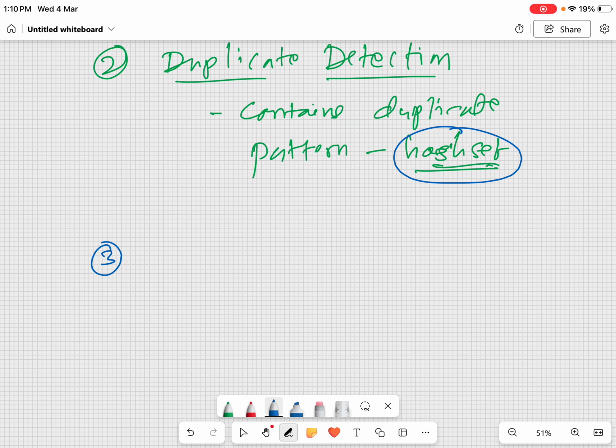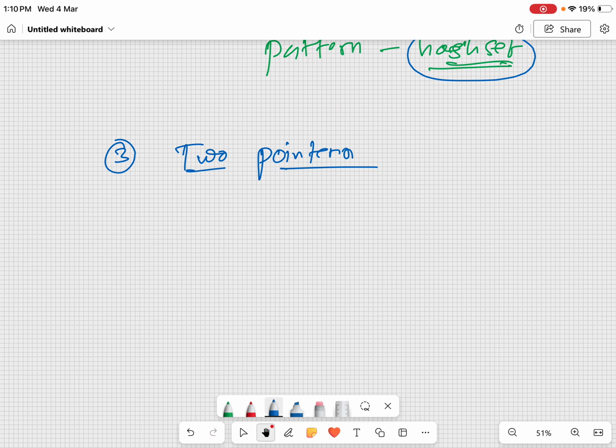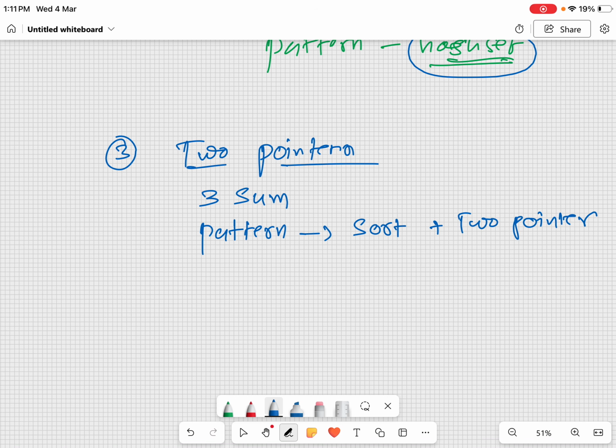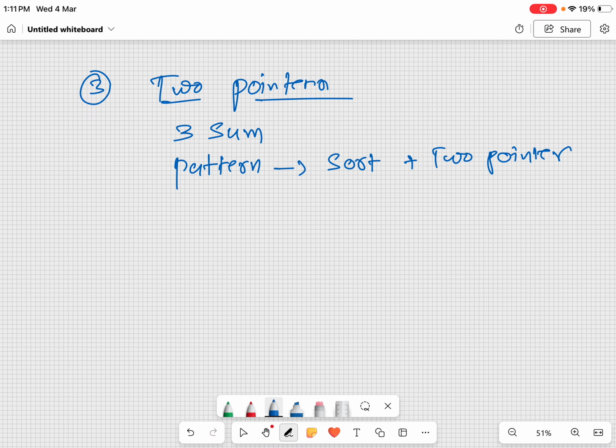So next I would explain the two-pointer approach, the two-pointer pattern. Here, for example, our problem is 3 sum, and in this case we use the pattern: first we sort, then we apply the two-pointer approach. This is the trick. Correct.